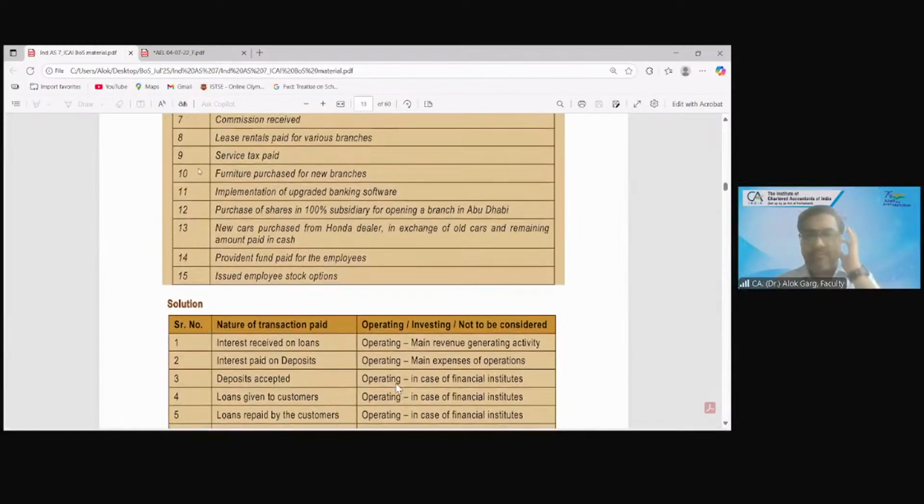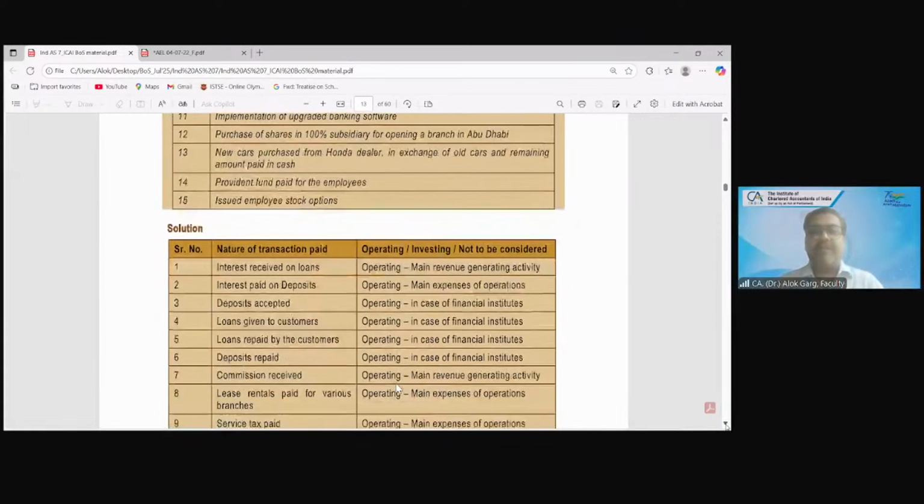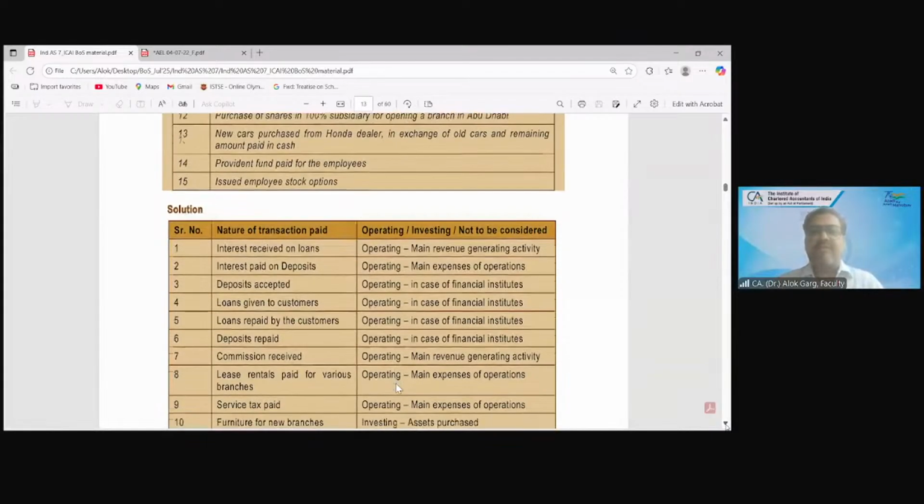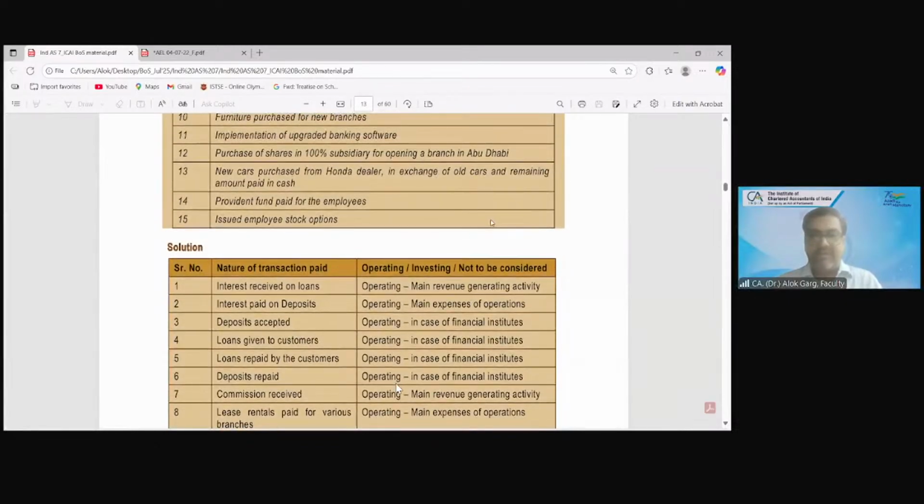Service tax paid. Operating. Furniture purchased for new branches. It's an investment. Investing activity. Implementation of upgraded banking software. Investing activity. Purchase of shares in 100% subsidiary for opening a branch in Abu Dhabi. Investing. It's a strategic investment, investing activity.